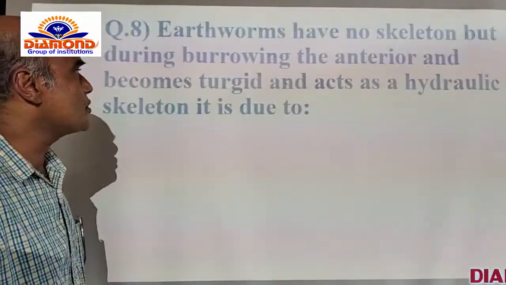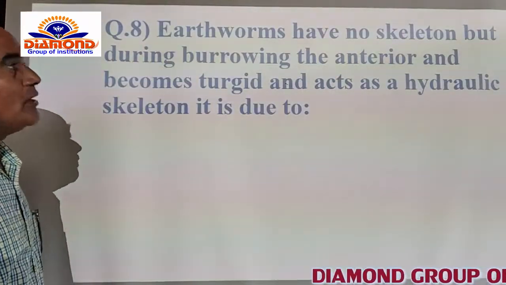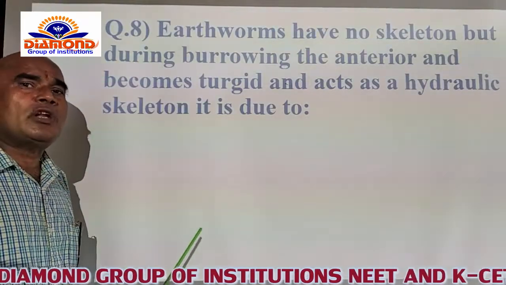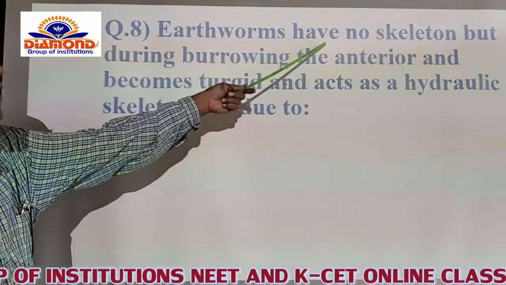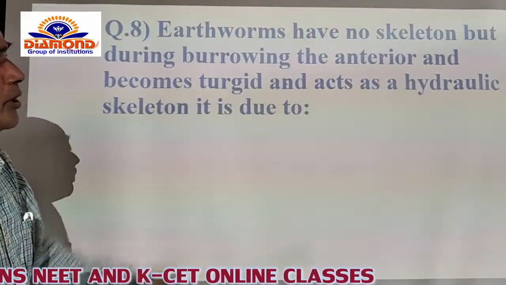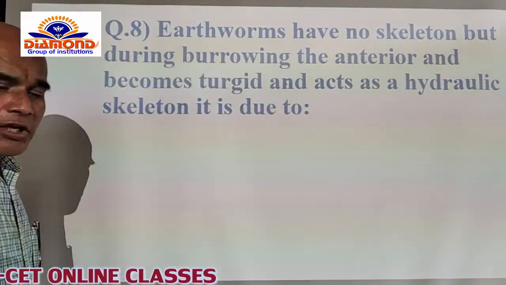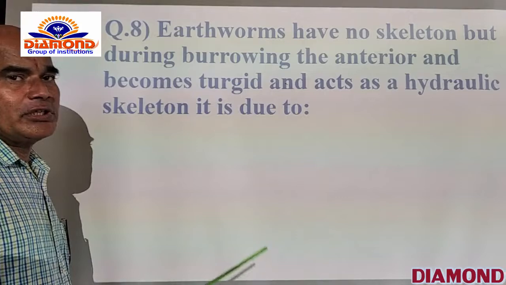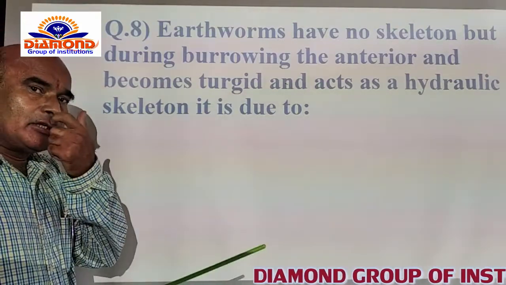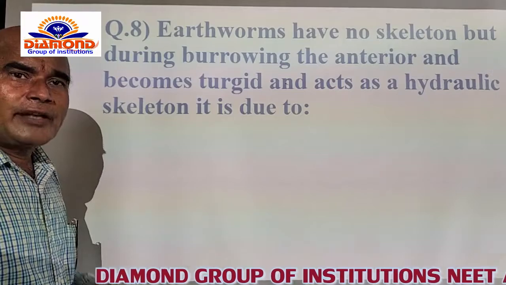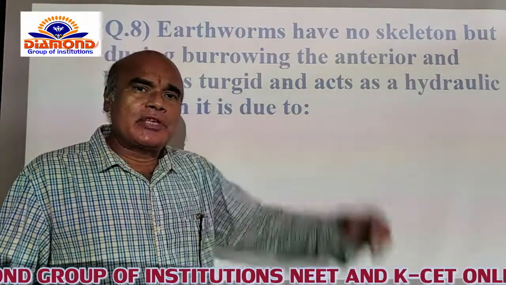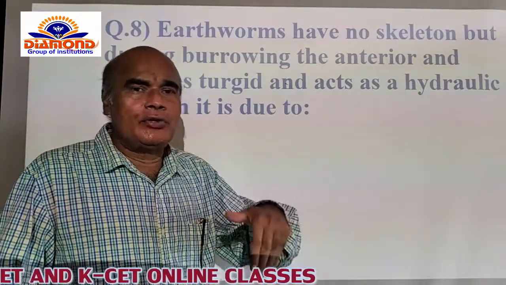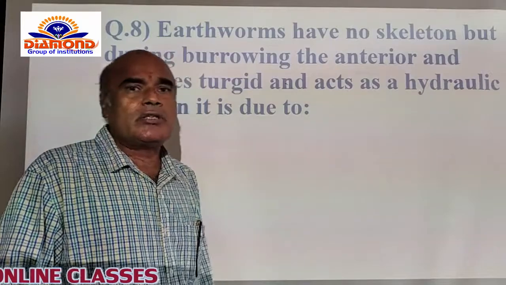Now we go for the next question. Earthworms have no skeleton. Of course, naturally, invertebrates don't have any skeleton system, nor a vertebral column. But during burrowing, why does it dig out burrows? It is a natural character to lead its life in burrows, where the soil contains moisture. With the help of the anterior part of its body, the earthworm digs out burrows and takes safety measures, hiding to lead a perfect life within the moist soil itself.